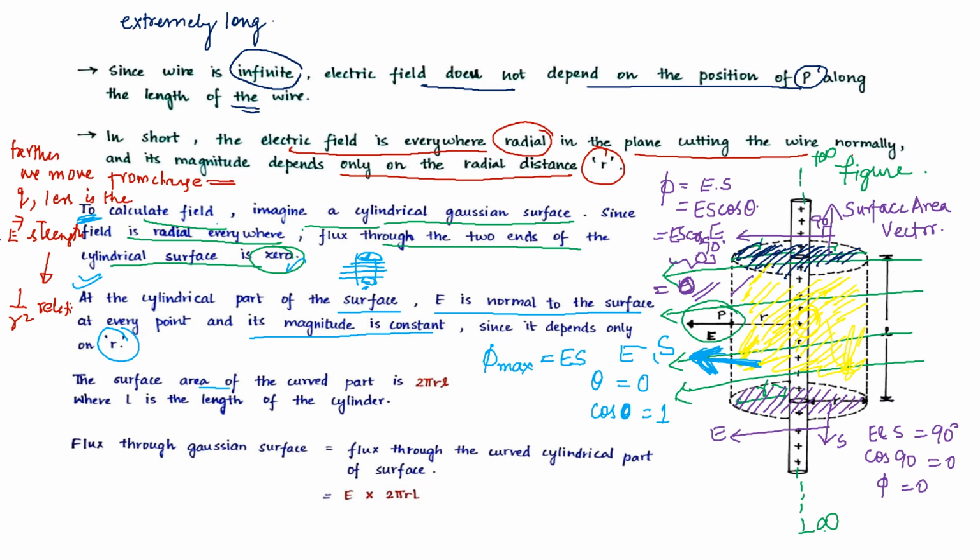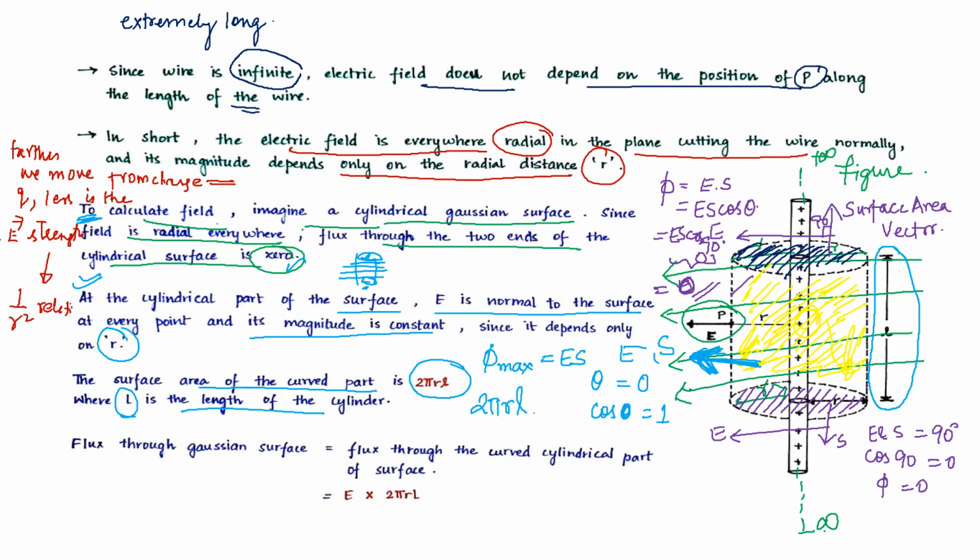The surface area of the curved part is 2 pi r L, where L is the length of the cylinder. See over here, this length is L, the length of the Gaussian surface, which is cylindrical in form.